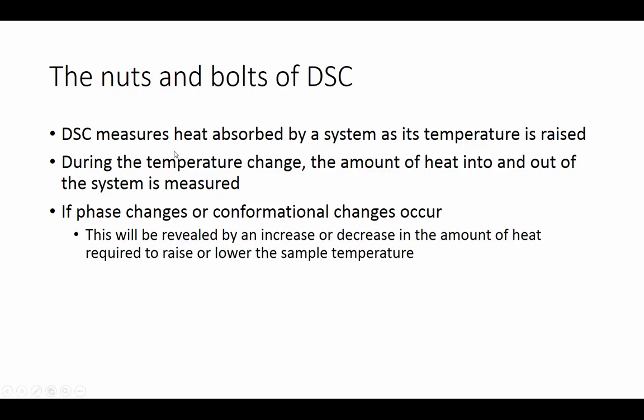So what DSC is doing is it's measuring the heat absorbed by a system, that system being a protein or a polymer or something, as its temperature gets increased. During that temperature change, the amount of heat into and out of the system is measured. If phase changes or conformational changes, if we're talking DNA or protein, occur, this will be revealed by the increase or decrease in the amount of heat that's required to raise or lower the sample temperature. So you may need to add more heat or less heat depending on what direction you're going in.